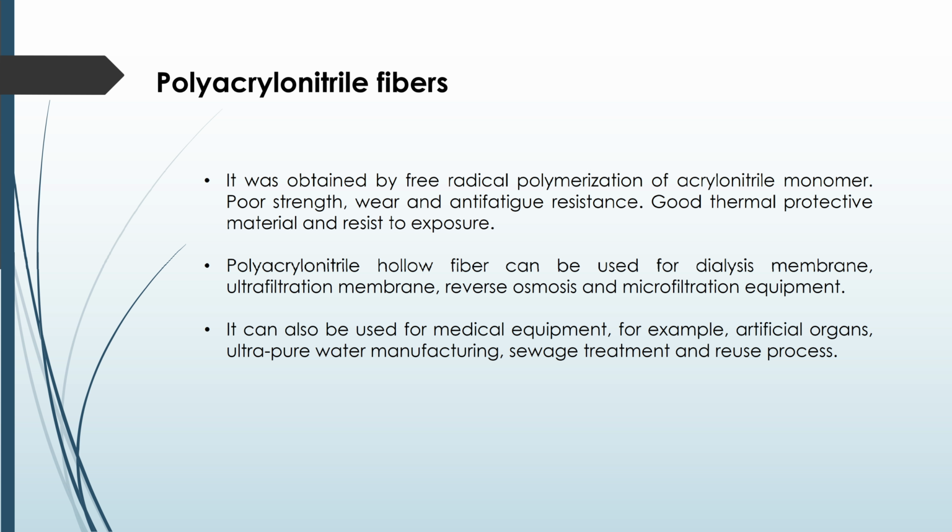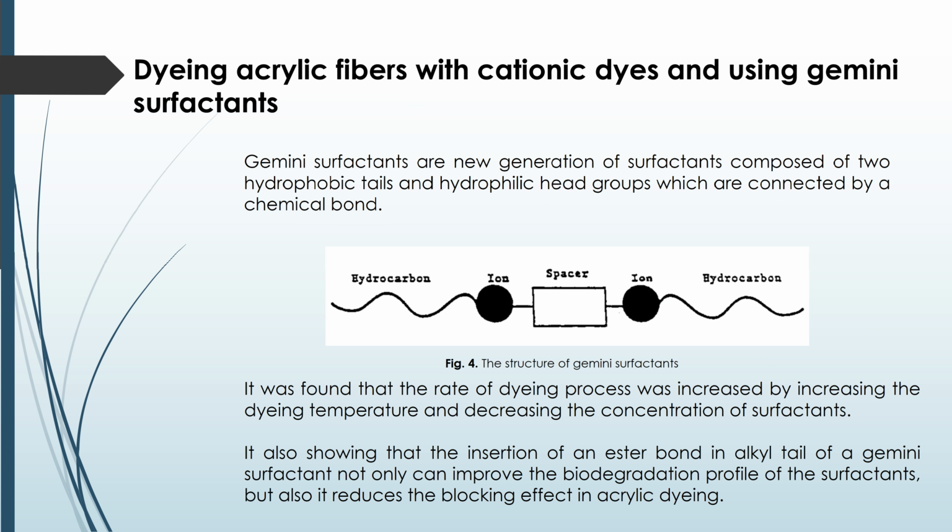The polyacrylonitrile fibers are obtained by free radical polymerization of acrylonitrile monomer. It can be used for medical equipment, for example, artificial organs and ultra-pure water finishing. Dyeing acrylic fibers with cationic dyes and using surfactants, it was found that the rate of the dyeing process was increased by increasing the dye temperature and decreasing the concentration of surfactants.